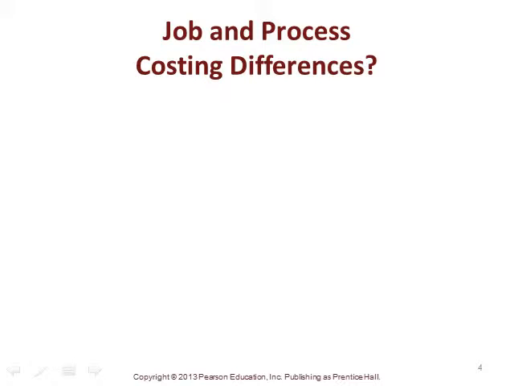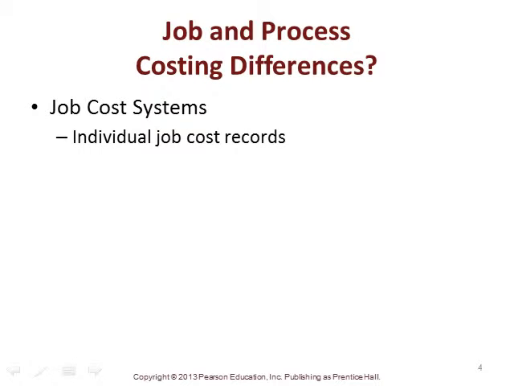And so now we want to talk about some differences between job and process costing systems. When we talk about job cost systems, you'll recall that job cost systems post cost to individual job cost records. That is, if I manufacture yachts, the cost of my material and labor are posted against yacht 100 or yacht 200 or yacht number 300. It's not posted against yachts 100 and 300.